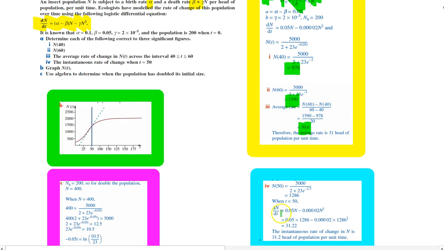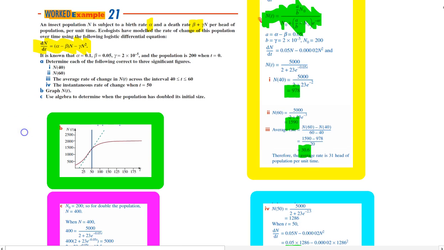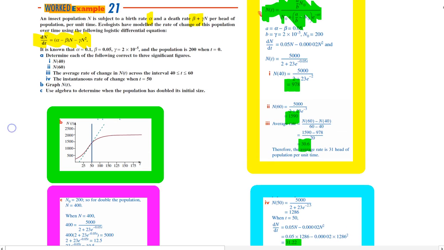And because our derivative function is in terms of N, and we now know that N is 1,286 when t is 50, we can just sub it in there and we'll get 31.22, which is about the same as 30.6, which makes sense because the average rate of change between 40 and 60 is about 31, and the instantaneous rate of change between those two points, at 50, is 31.22, so about the same.